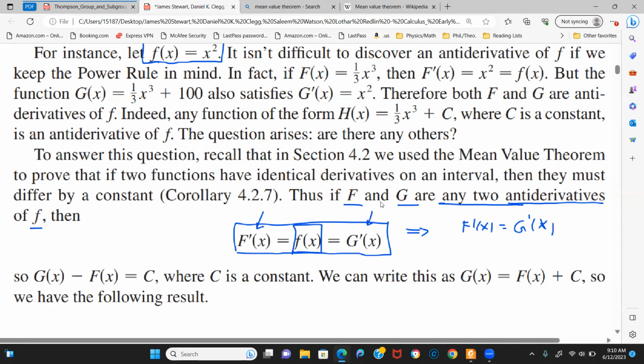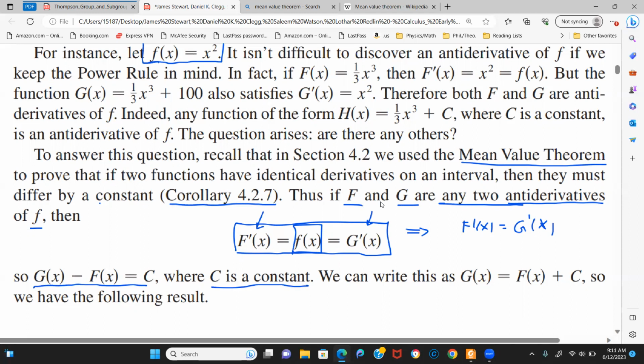But remember, there was that corollary of the mean value theorem. It said that if you have two functions and they have the same derivative, then their difference has to be a constant, for some constant c. Who knows what it is, but there's some constant.